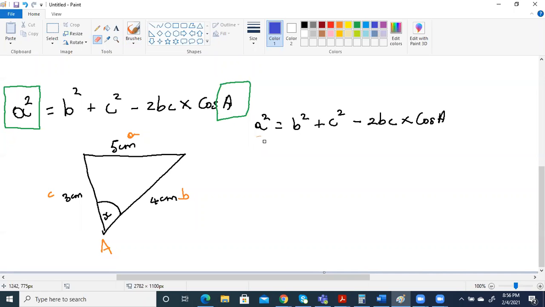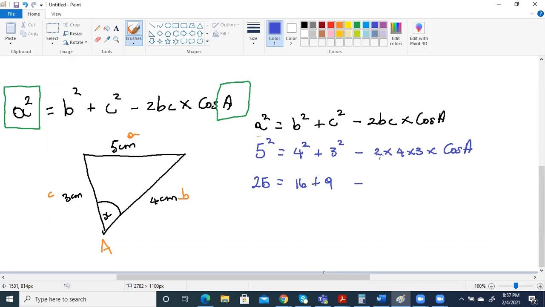All right. So a squared we said was 5. So we have 5 squared equals b squared, which is 4 squared plus 3 squared minus 2 times 4 times 3 times cosine A. That's the cosine A that we want to find. All right. So this is 25. 5 times 5 is 25. 4 times 4 is 16. 3 times 3 is 9.